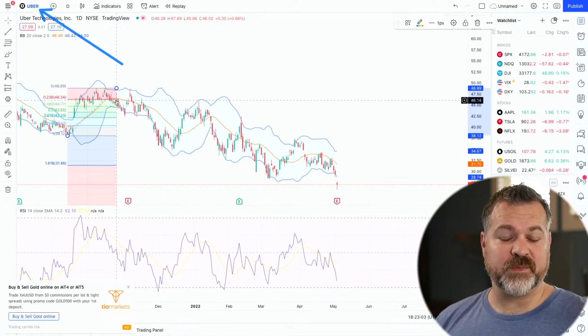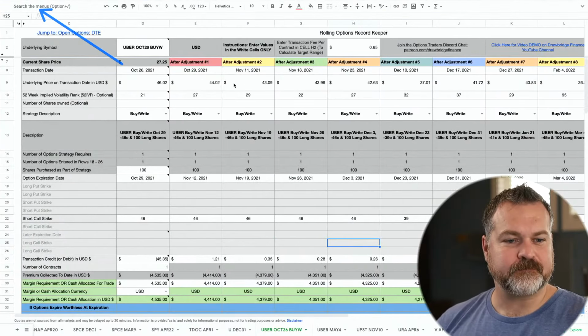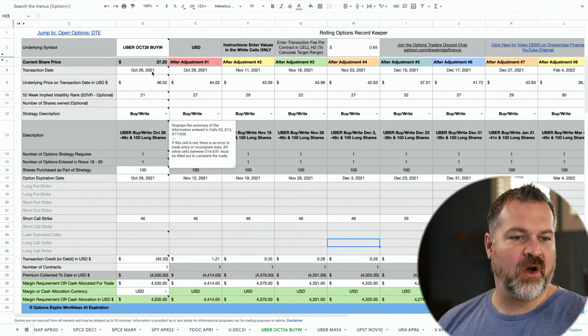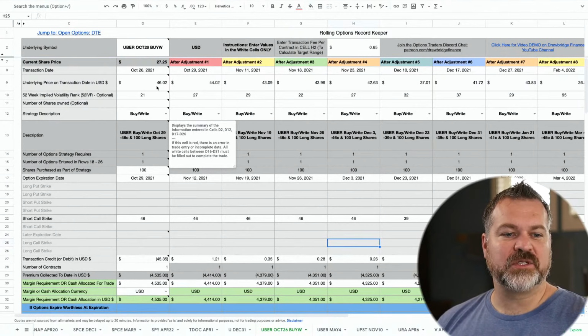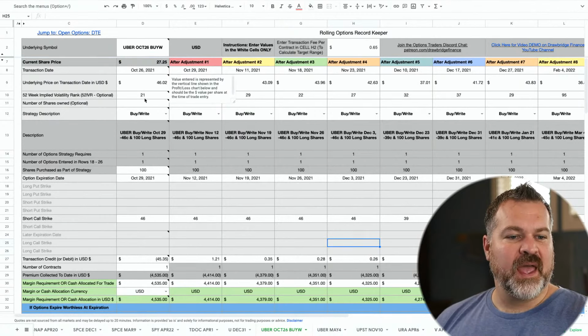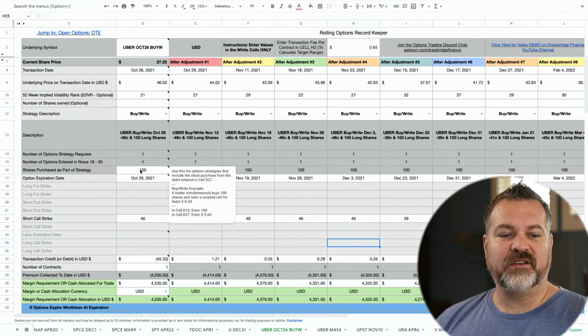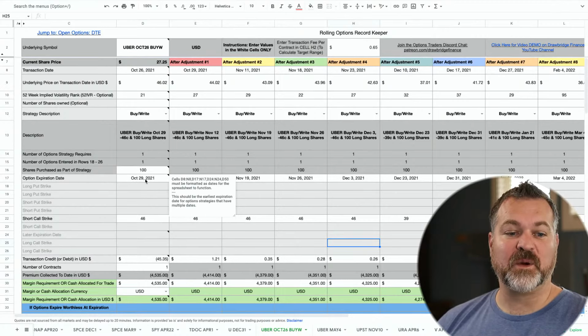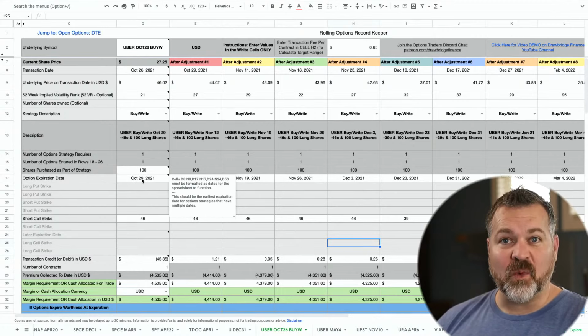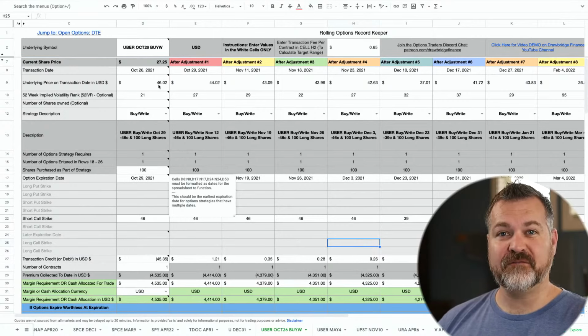Now I want to reduce my risk and I want to make some money if the stock goes up. So I'll show you exactly what I did. On October 26th, the stock was trading at 46.02, and I did what's called a buy-write. So I purchased 100 shares and I put in an options expiration date of October 29th. And my hope was that the stock was going to stay above $46.